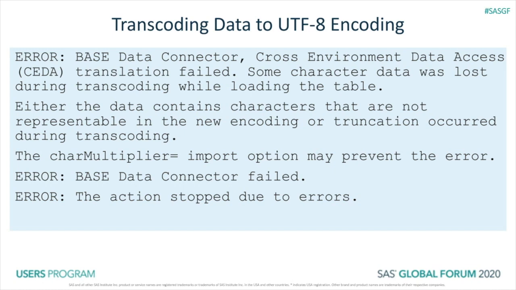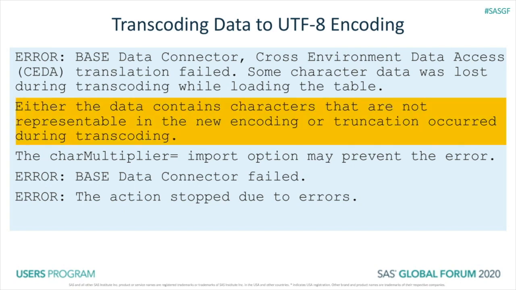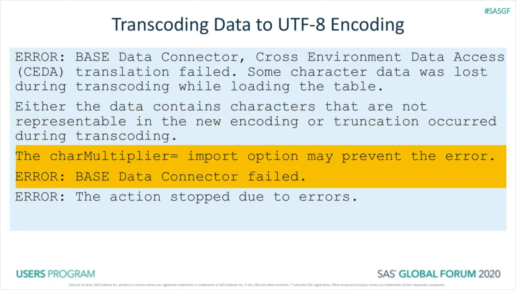Now, as far as error messages go, I really like this error message. This error message is very specific. It tells us exactly what the problem is, and just as importantly, it tells us how to fix it. This error message lets us know that some character data was lost during transcoding, and that the data contains characters that are not representable in the new encoding. It also tells us that the error can be prevented by using the CHARMULTIPLIER= option, which is available within CASUTIL.